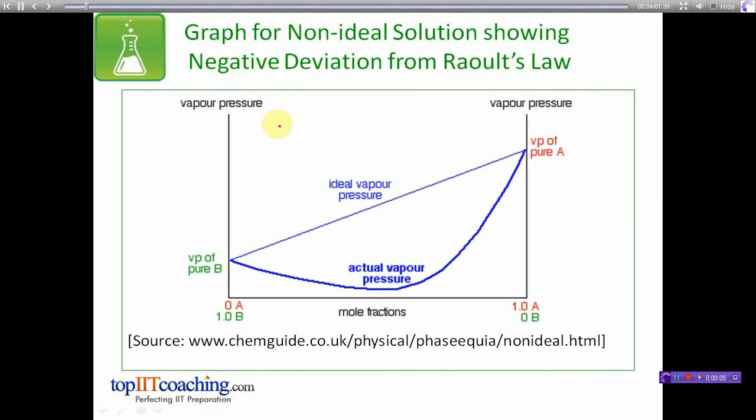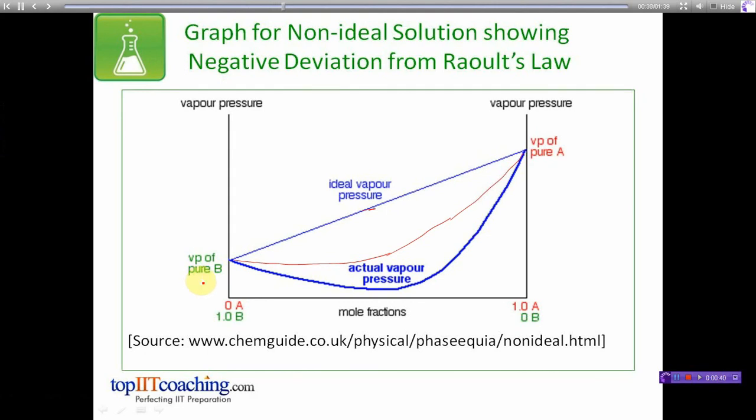Now this is the graph for a non-ideal solution showing negative deviation from Raoult's law. By negative deviation we mean that the observed vapor pressure is lower than that predicted by Raoult's law. At times this graph can be like this, in which the lowest vapor pressure is still observed to be that of one of the pure solvents, and at times the vapor pressure of the mixture can be lower than the vapor pressure of any of the pure solvents.